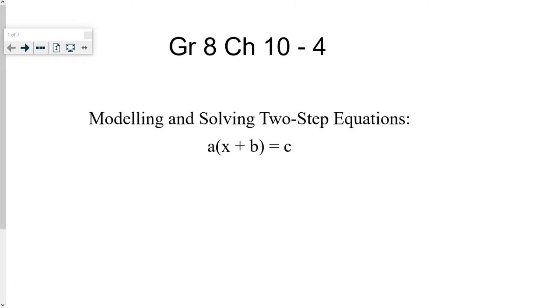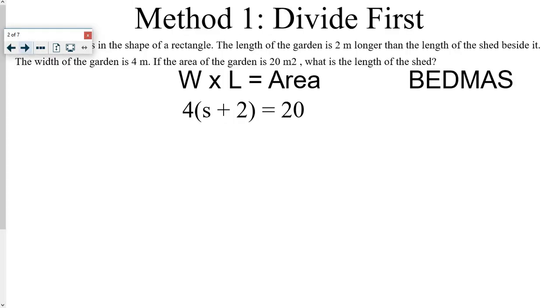This is grade 8, chapter 10, part 4, modeling and solving two-step equations, a(x + b) = c, or (x + b) times a equals c. So you'll see what we mean here. The method, the very first one, is divide first.